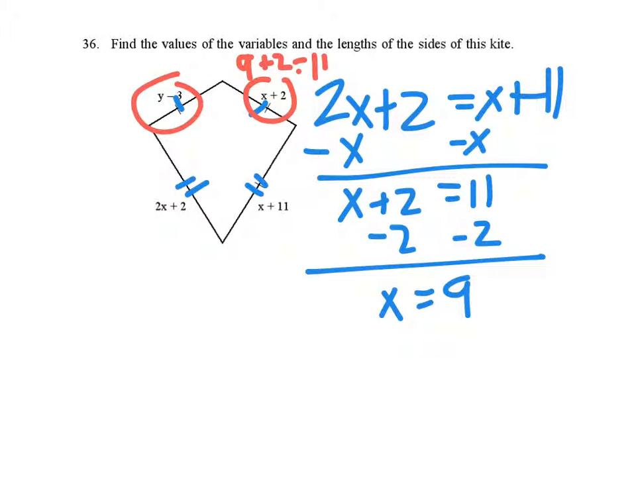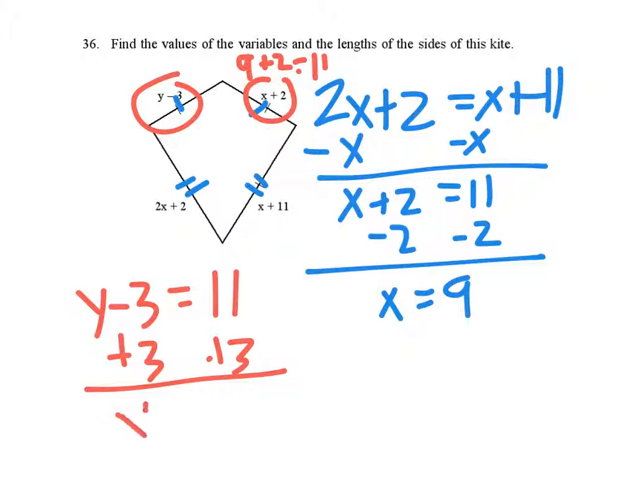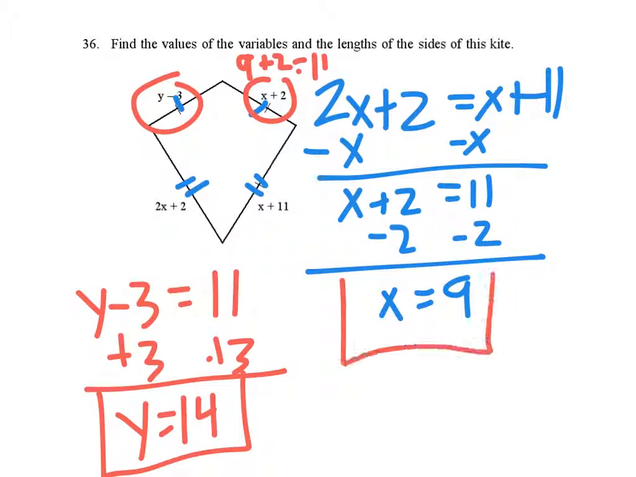And we can set the top two equal. So we have y minus 3 equals 11. We'll add 3 to both sides, and we get y equals 14. So my answers are going to be 14 and 9.